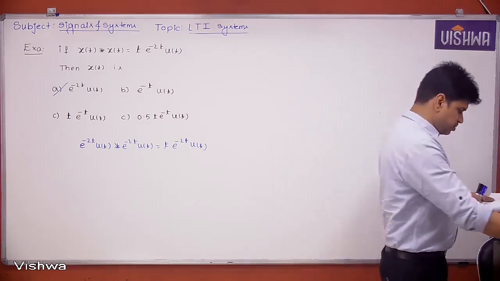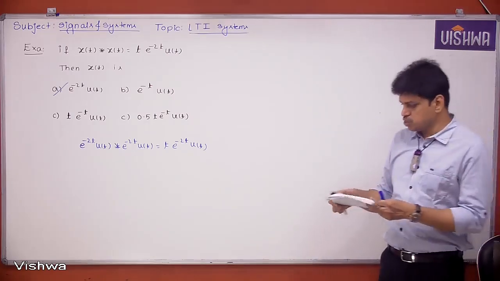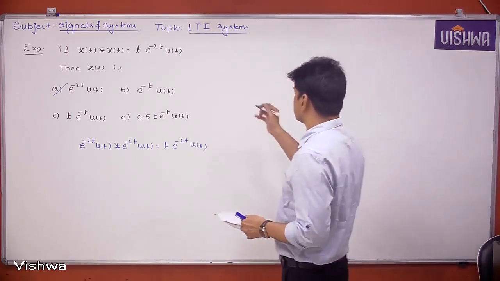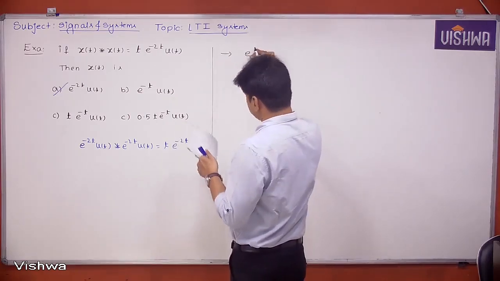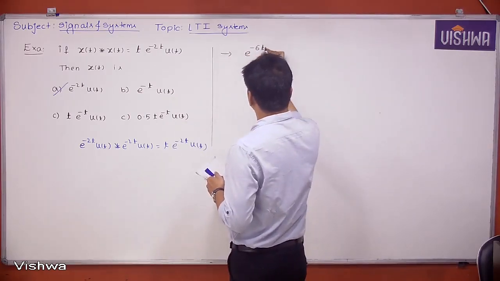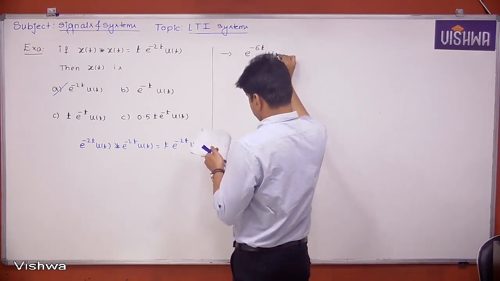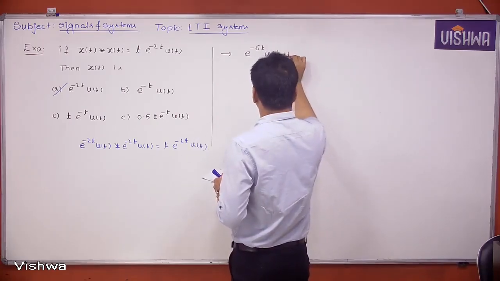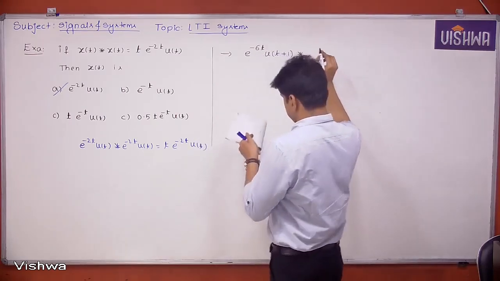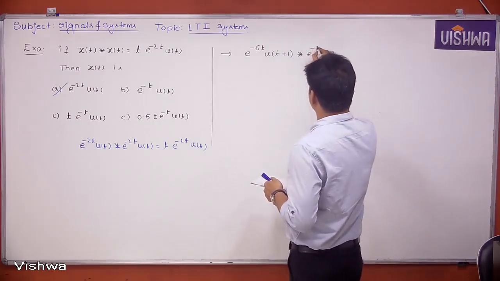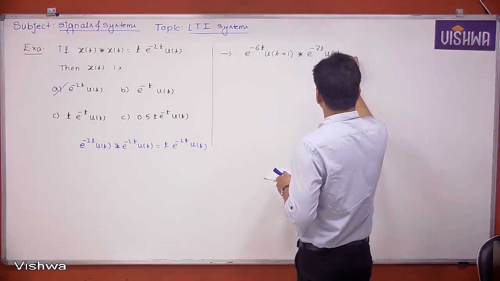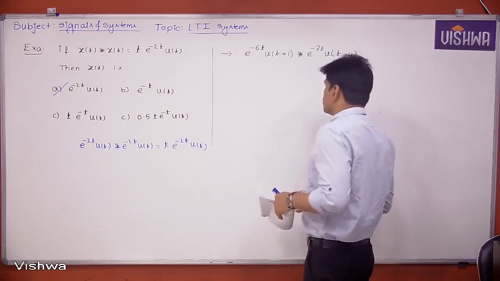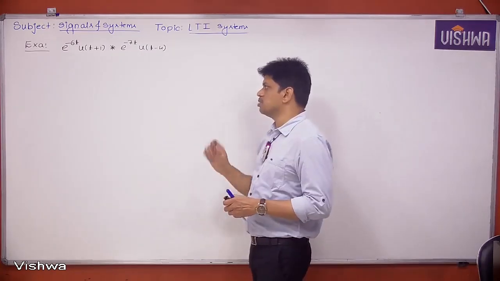If you've done that, please try to solve this question: e power minus 6t u of t plus 1 convolution with e power minus 7t u of t minus 4. Try to solve this question. This question is simple.